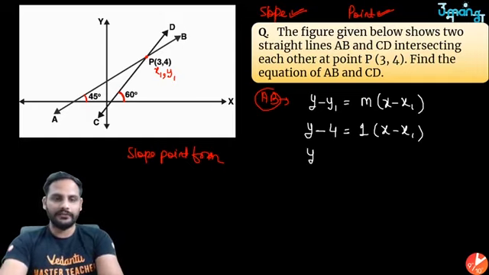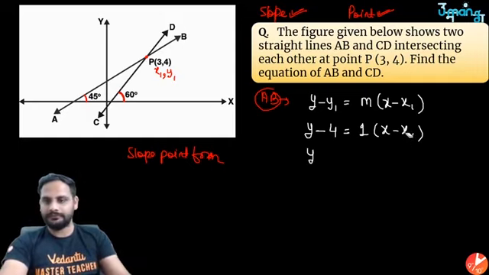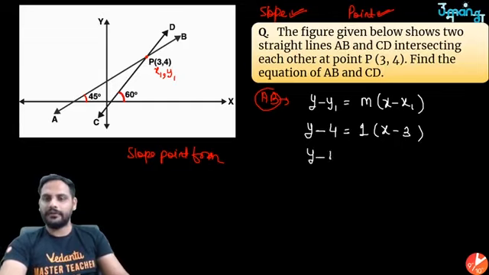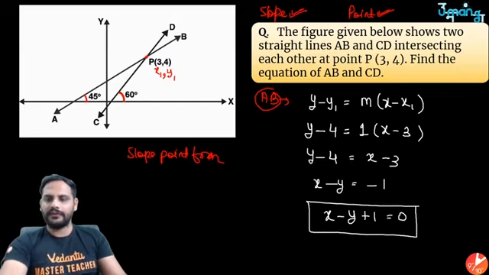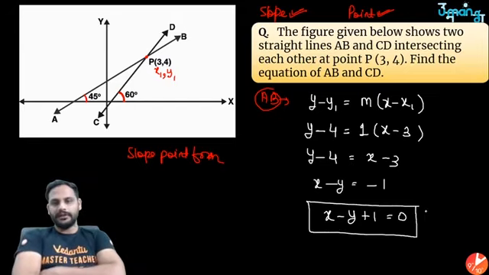sorry, x1 is 3, let me write 3, okay, x minus 3. So you have got y minus 4 is equal to x minus 3. If you want you can shift this y over there, minus 3 over there, okay, so you will be getting minus y is equal to minus 3 is equal to minus 1. So you can say x minus y plus 1 equal to 0. This is the final equation. This will be the final equation for you, x minus y plus 1.